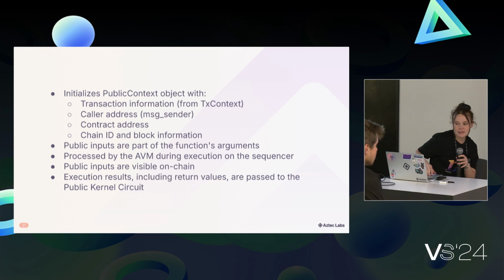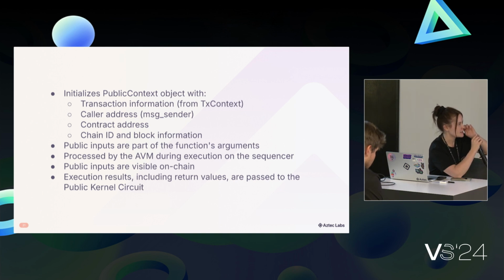For public functions, it initializes basic context stuff, like the chain ID, contract address, the message sender, any other information that might be needed, and the function arguments. This is very similar to EVM stuff. So yeah, public inputs are just the public inputs, the function arguments. The AVM, Aztec virtual machine, processes it on the sequencer, and then everything is visible on chain for these ones. So whenever the result is good, it's passed to the public kernel circuit, which is not actually a zero knowledge circuit. It's just a regular circuit because all the information is public.